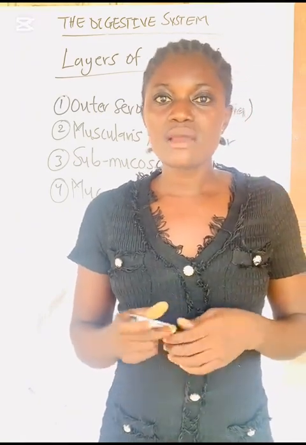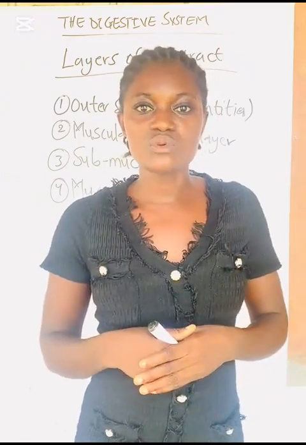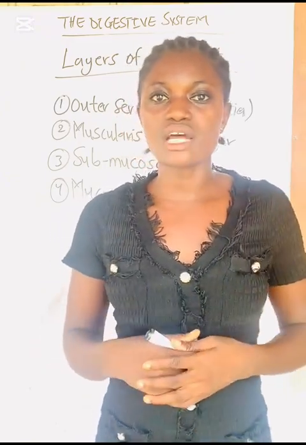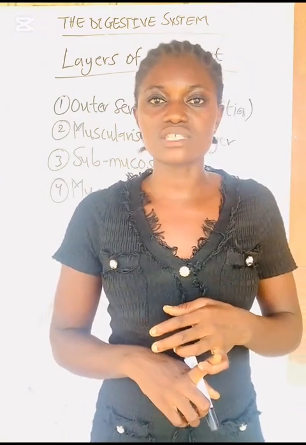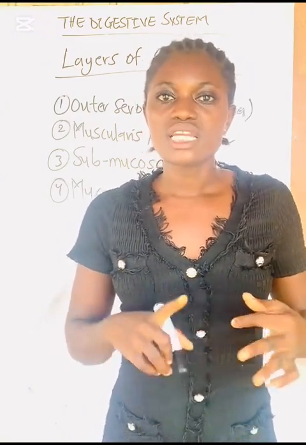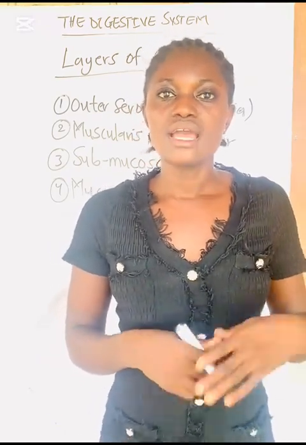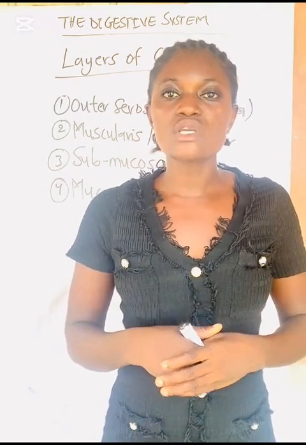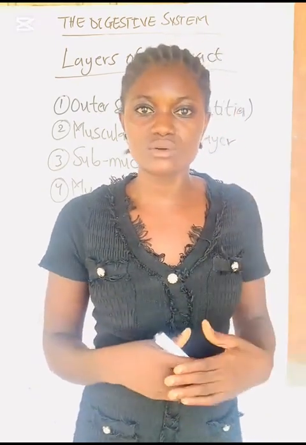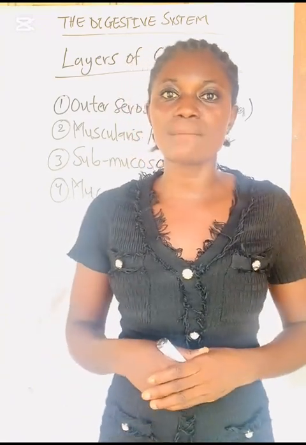So in MCQs, when they ask you which layer of the alimentary canal contains lymphatic vessels, blood vessels, nerves, and small glands, it is the submucosa. So the submucosa contains blood vessels that supply the mucosa with blood.